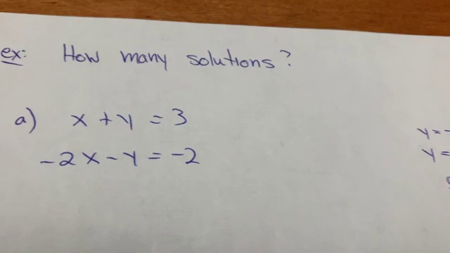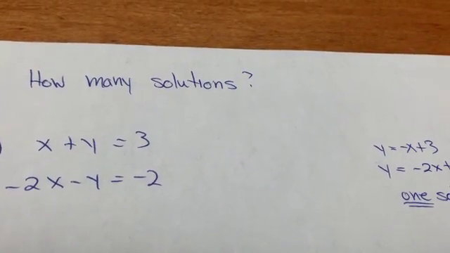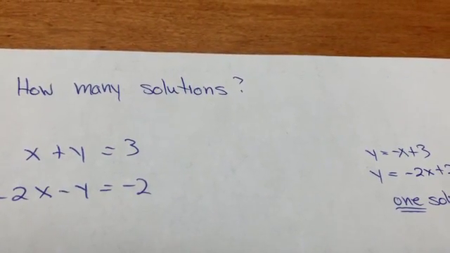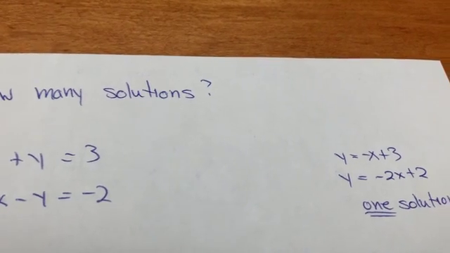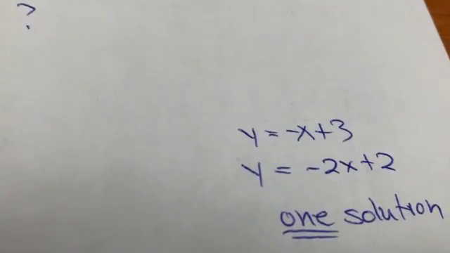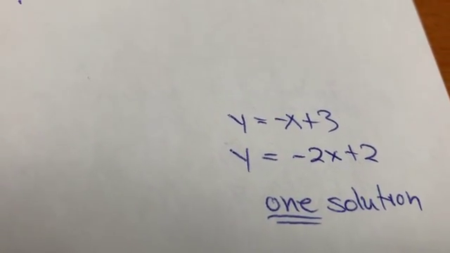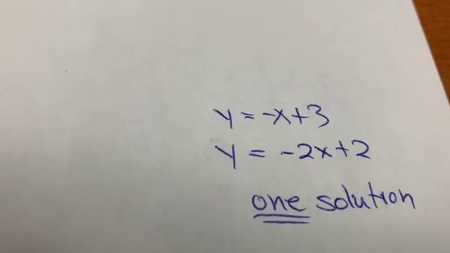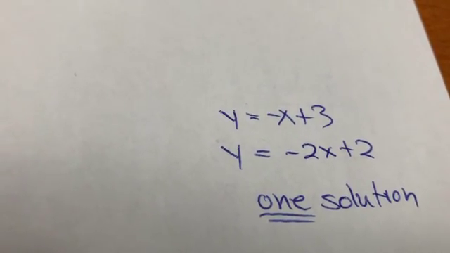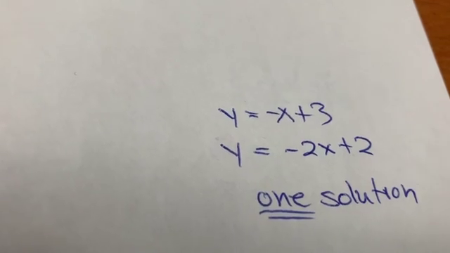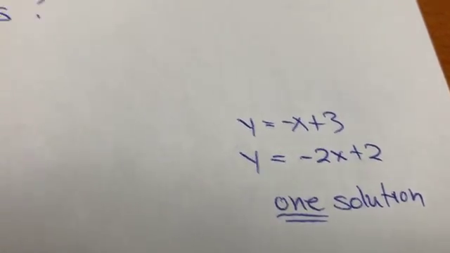The simplest way to do it would be to change them each into a graphing form, in this case a y equals mx plus b kind of form. And the moment I see that they have different slopes, I know that they will only intersect in one place and there's one solution to that system. So even without finding it, I can see there's one solution.